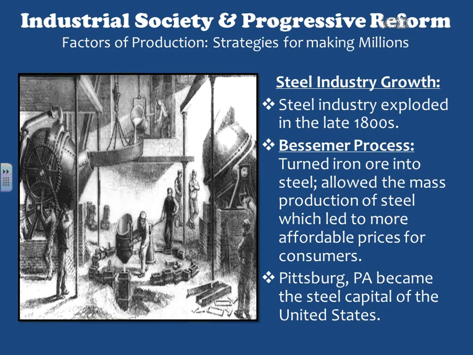So now, there wasn't just the oil industry that was booming at this time. The steel industry grew as well. It exploded in the late 1800s with the invention of the Bessemer process, which was a new process which turned iron ore into steel. It allowed for the mass production of steel, which led to more affordable prices for consumers. Pittsburgh, Pennsylvania, became the steel capital of the United States.